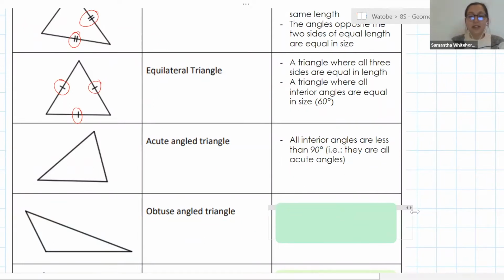Right, just so that we're clear, just because I can see it popping up on the chat, these are not reasons. These are just ways to classify triangles, because we're going to work with triangles. So knowing what type of triangle I'm working with, as Yolanda's already said to you, is really important. Okay, who wants to tell me what an obtuse angled triangle is?